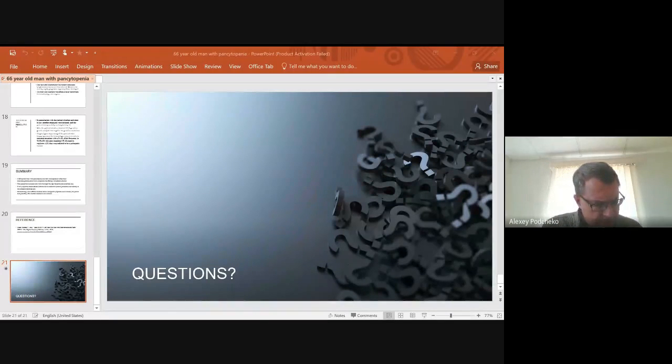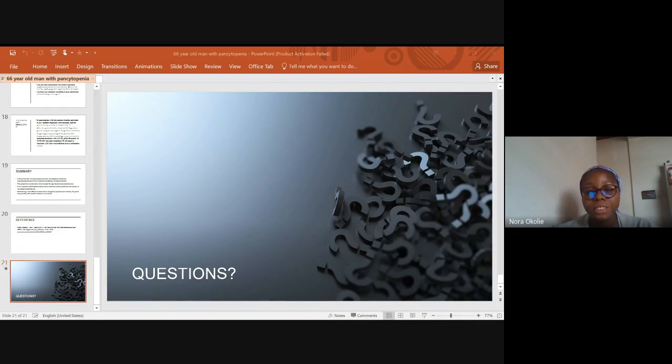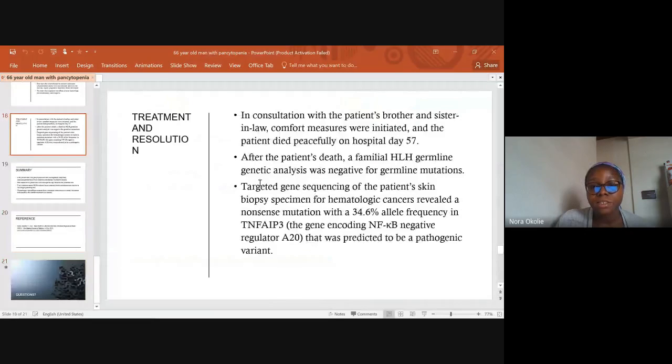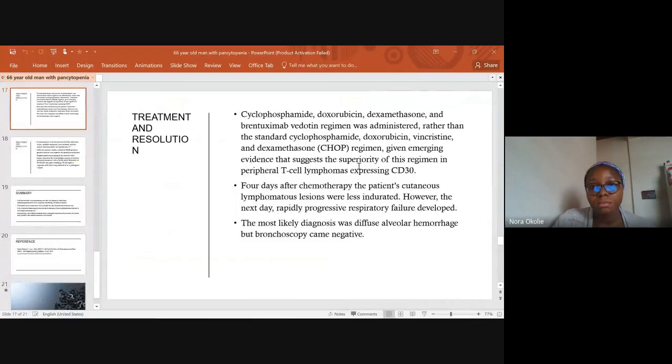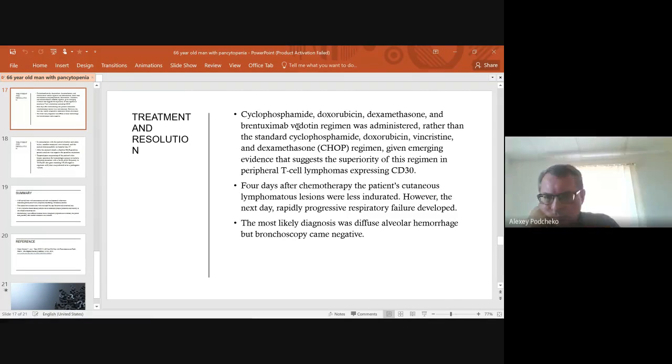Yon Wu, I think it's team 1, if I'm not mistaken, is asking why brentuximab vedotin was administered rather than vincristine, in detail, please. Who was talking about treatment, please? I spoke on treatment, and brentuximab usually binds to the CD30 receptor. The specific reason why this was chosen was the superiority of this regimen in peripheral T-cell lymphoma expressing CD30. This particular lymphoma had CD30 expression. So that's why they used brentuximab instead of vincristine. Thank you very much.